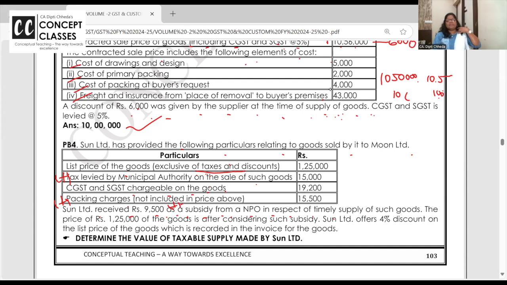So any other subsidy other than central government and state government subsidy you have to add. And the list price 1,25,000 is after considering the subsidy. Okay. So subsidy निकालने के बाद है तो add back the subsidy. And Sun Limited offers 4% discount on the list price. Okay. So 4% discount is like trade discount. Shall we deduct it? Yes. Determine the taxable value made by Sun Limited.